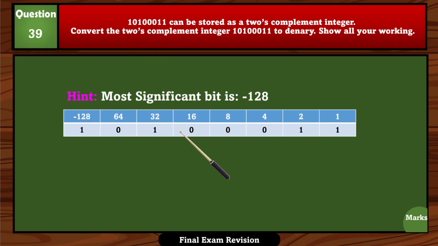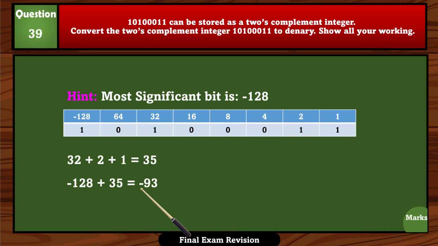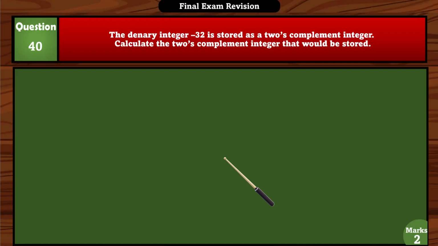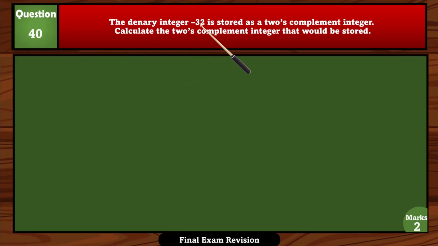We add the numbers underneath those 1s and we add them up. So 32 plus 2 plus 1, we got what? 35. So now we need to minus 128. So minus 128 plus 35, and we got our answer, minus 93. So this number is equal to minus 93 in binary. Question 40, the binary integer minus 32 is stored as a two's complement integer.